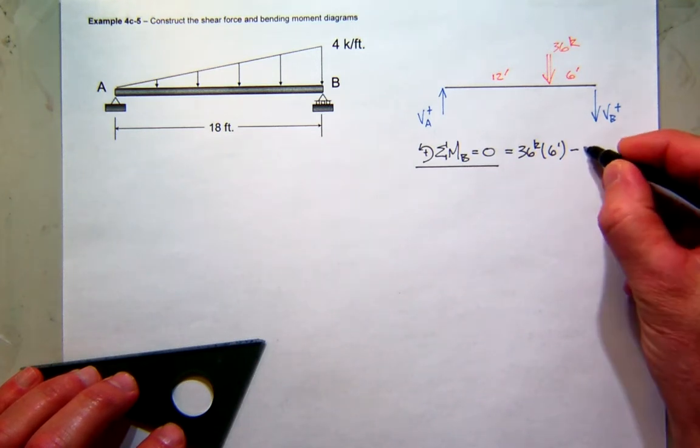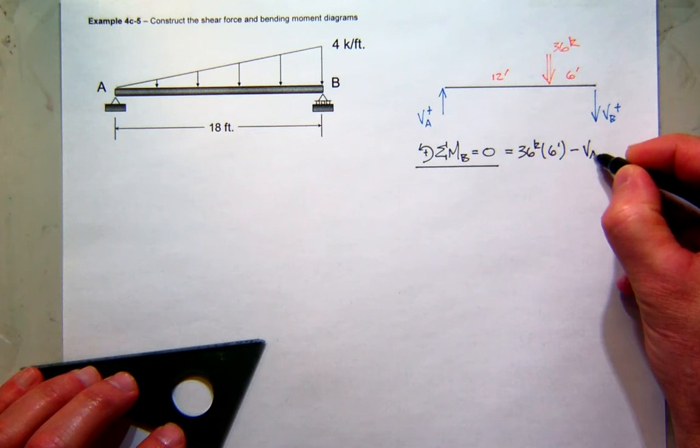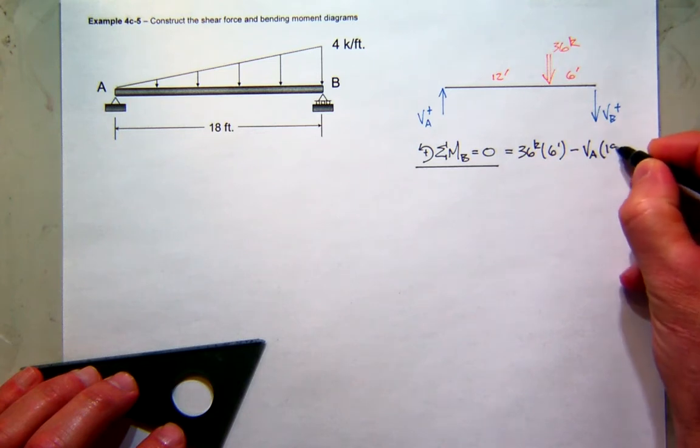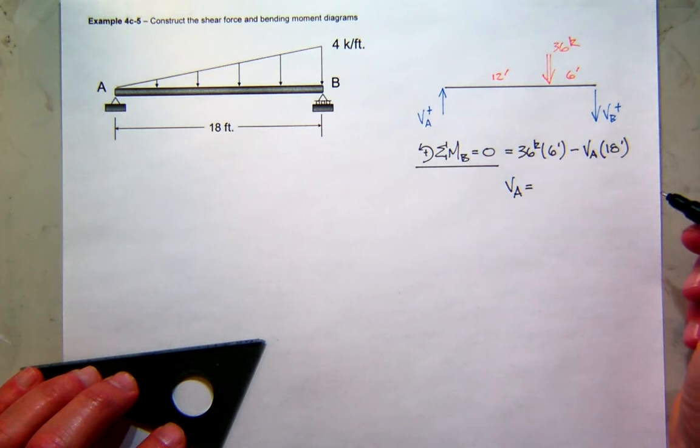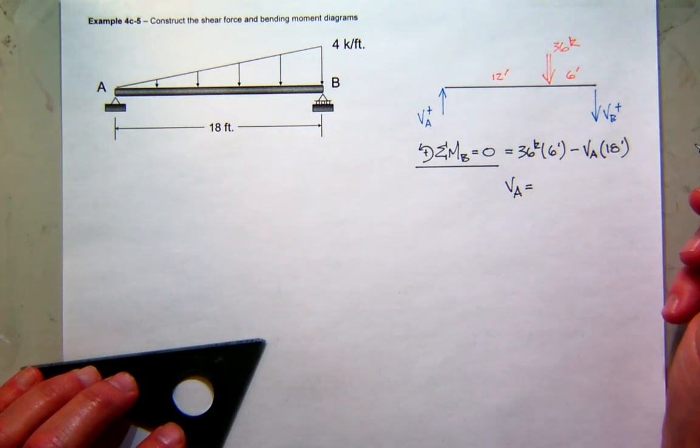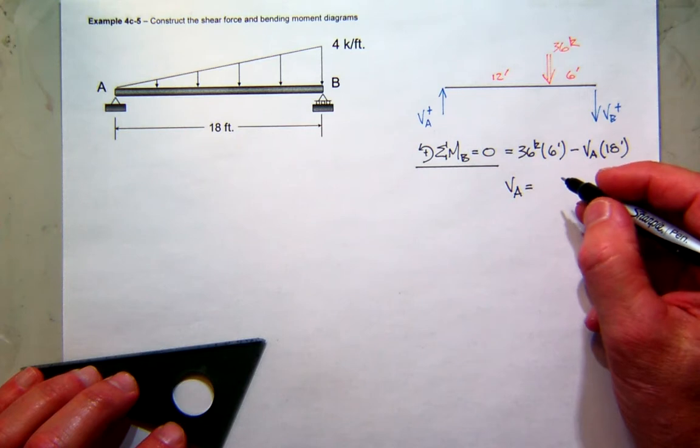Minus. So we'll have the shear at A times its moment arm, which is 18. So I should be able to solve for the shear at A. It looks like it's positive. It looks like it's 12.